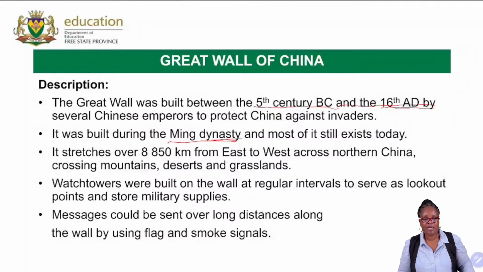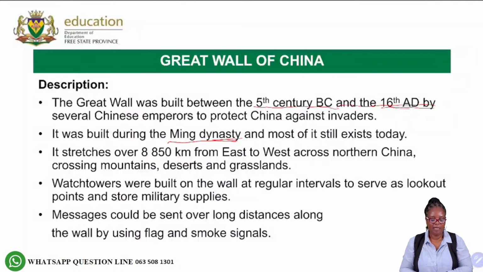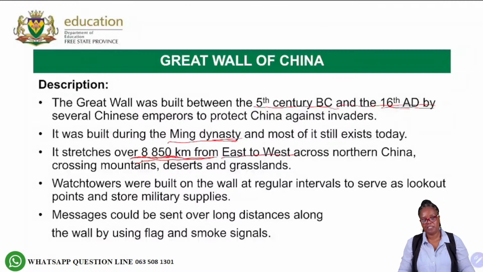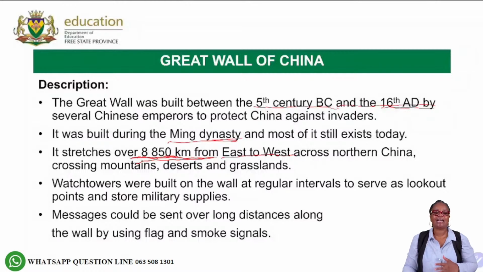If you go to China, you will see the Great Wall of China. It still exists until today. So it is so long. You can see from the picture, it's so long. It stretches over 8,850 kilometers from east to west across the northern China. It is so long. And it crosses the mountains, the desert, and the grassland. It was for protection, remember, from invaders. That's why it was covering the northern China.